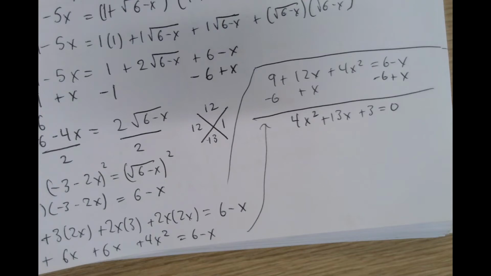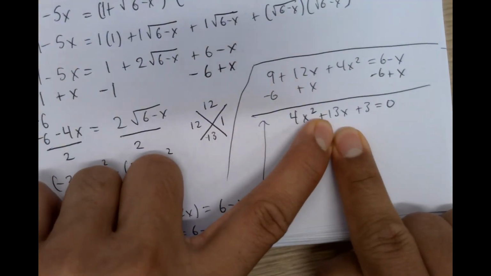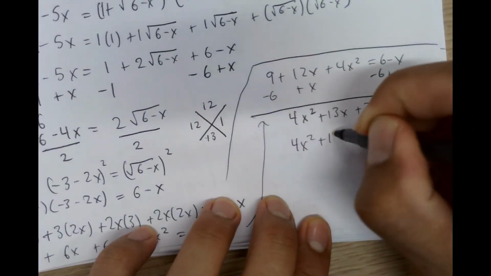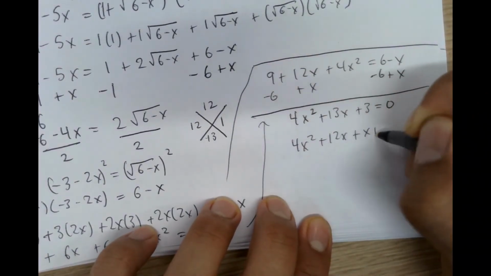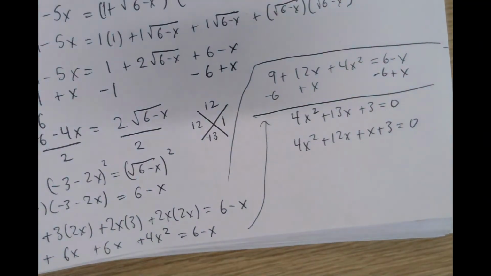So the first method I'm going to review is factor by grouping. So this 12 and this 1 are the 13x split up. So it's going to turn into 4x squared plus 12x plus x plus 3 is equal to 0. So if you don't remember this method, that's okay. You can tune out if you want, but this is one of two methods which you can use.